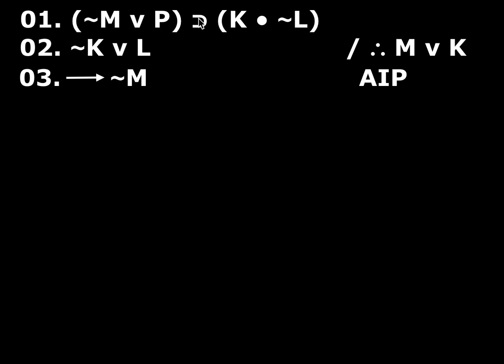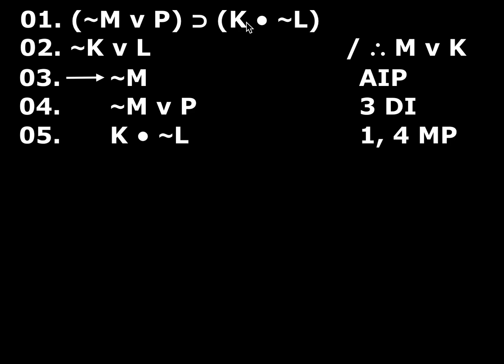Well, look, this is a conditional, this is the antecedent. If I had this antecedent, I could get that by modus ponens. How could I get not M or P? Well, I've got not M. So I could go not M or P by DI on line 3. Now this is the antecedent of that, so I can get K and not L by modus ponens on 4 and 1. And if you look at 2 and 5, there's just a lot of contradictions here.